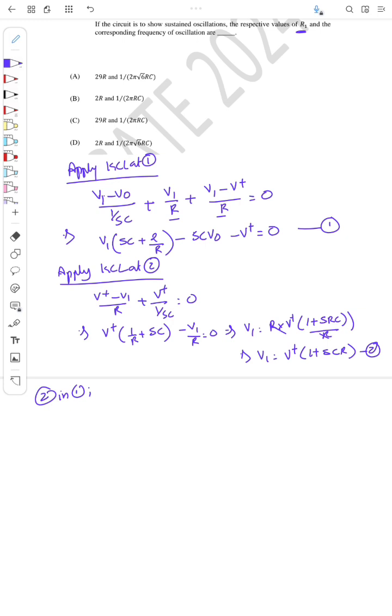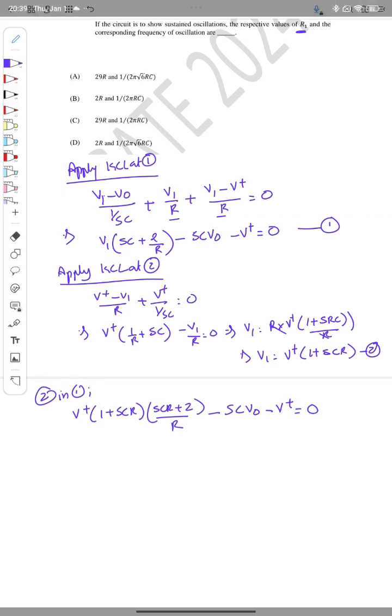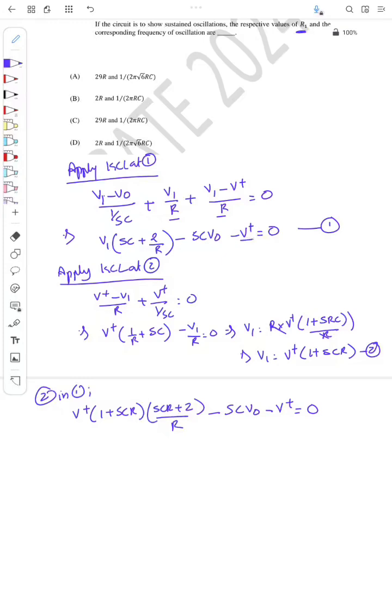Okay, so above in equation 1, V1 I'll replace with V plus into 1 plus SCR into, there is one more term, SC plus 2R, right? So I'll take R as denominator, so it will be SCR plus 2 by R, right? That minus SC into V naught, minus V plus equal to 0, right? So I missed this R here.